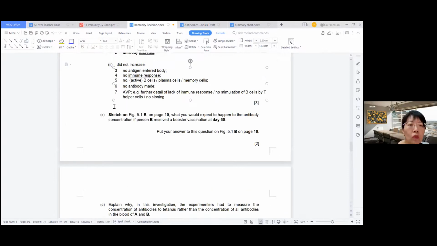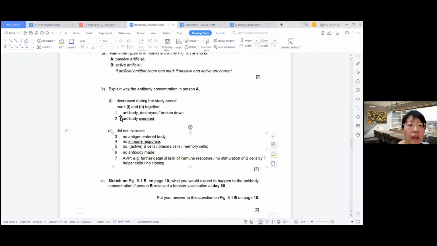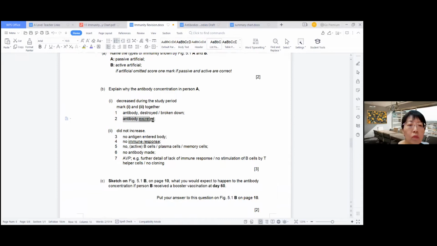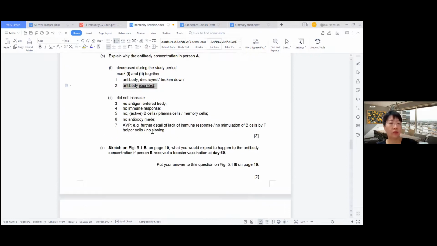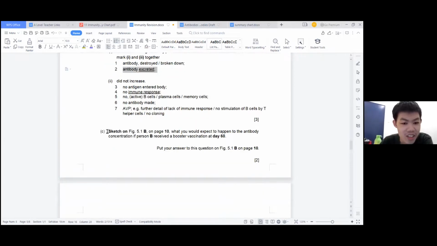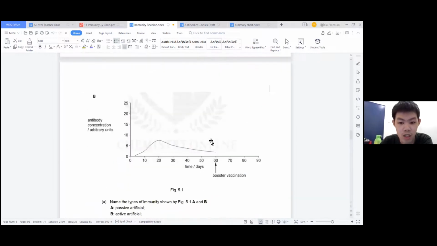Okay, I want to bring back point 2. Antibody excreted means removed from the body. Removed from the body. So after phagocytosis, right? Broken down and therefore removed from the body, excreted. So next one, it asks you to sketch on graph B what happens if a second booster vaccination is injected after day 60.